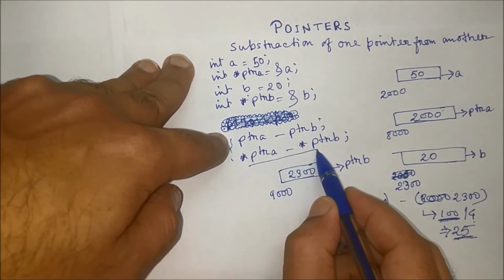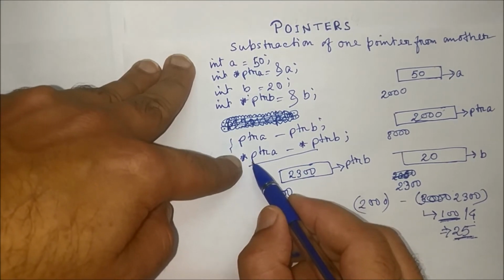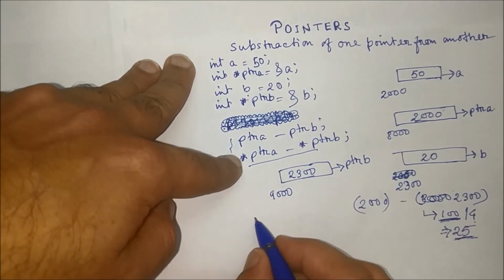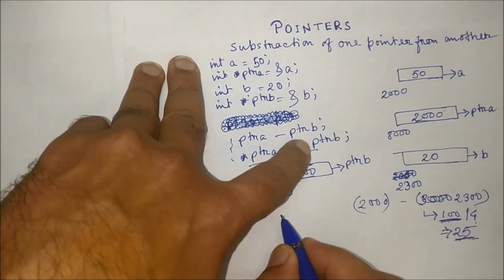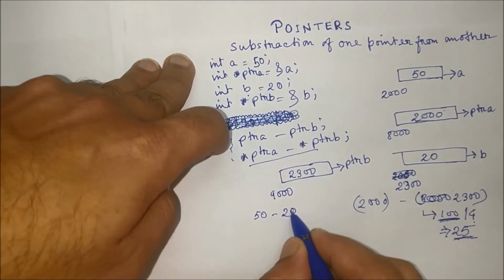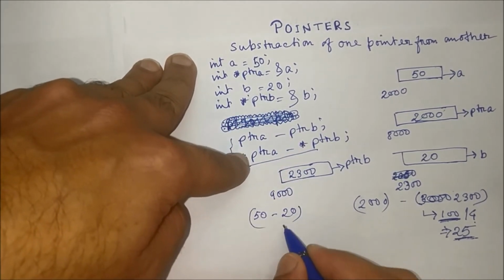Now what is this statement? We know this is the value-at-address operator, so star ptrA will be 50, and star ptrB will be 20, because now we are performing the mathematical operation on the two numbers.